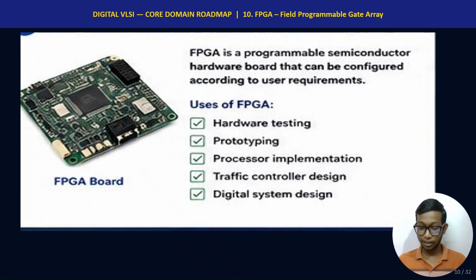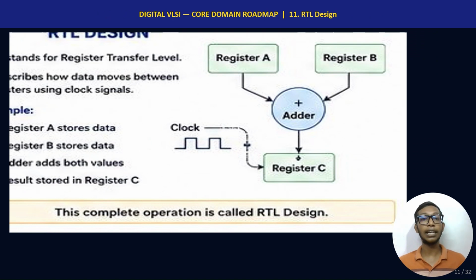In industry, FPGA is used for testing hardware and prototyping. After learning FPGA, learn RTL design. RTL stands for register transfer level. It is a way of designing digital circuits, where you check how data moves between registers and what operations are performed on the data during clock signals.